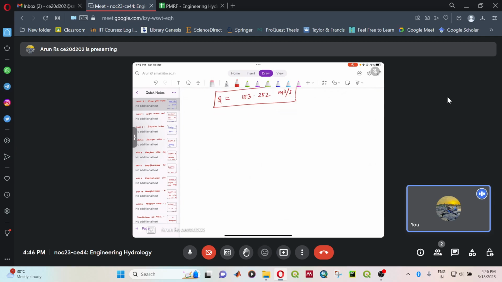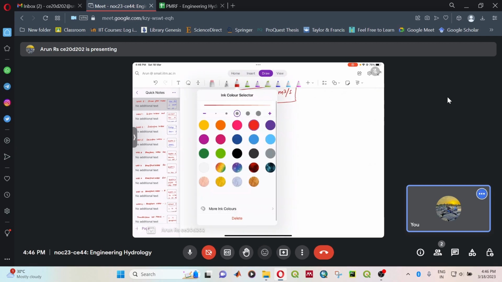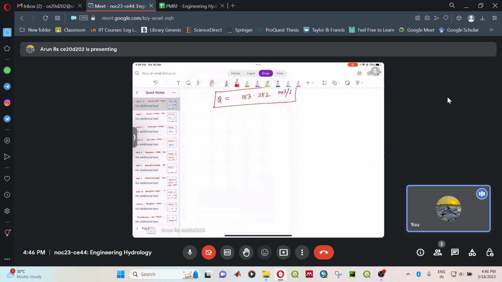So the next part of the session is the hydrologic analysis. This topic is one of the most important topics for any of the competitive exams. And here we'll be seeing the method of unit hydrograph.